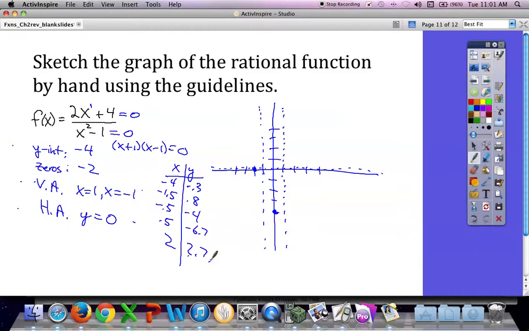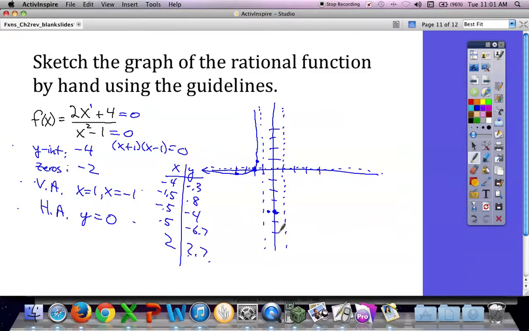So if we put all those on the graph, negative 4, negative 0.3, so about right there. Negative 1.5, negative 0.8, that's about right there. You can see the graph that's going there. It goes through the 0, and then it approaches the asymptote like that. Negative 0.5 is negative 4, about right here. And at 0.5, it's negative 6.7.